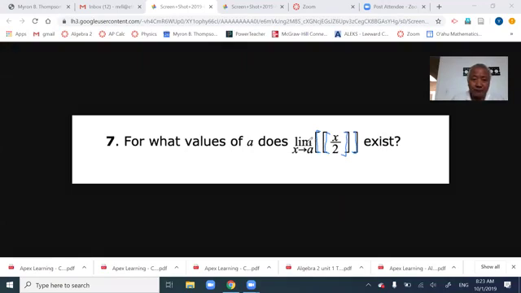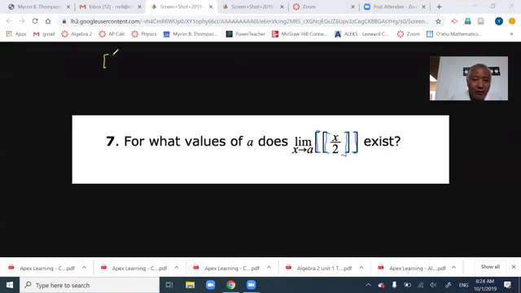So you go like this. Find out what value of a makes this limit not exist first. Okay, first let's quickly review the meaning of the greatest integer function. The greatest integer function is this.